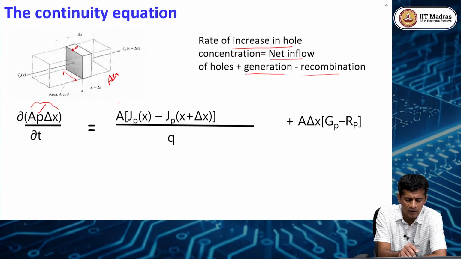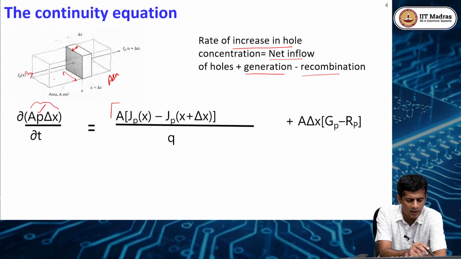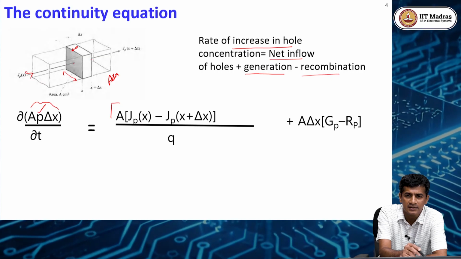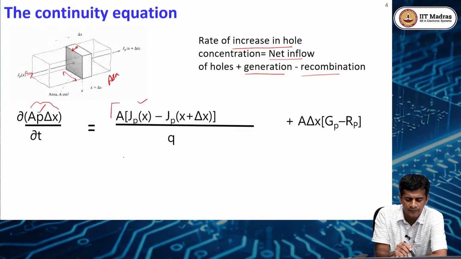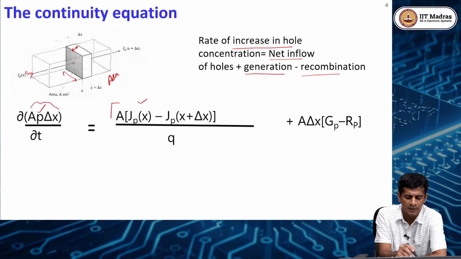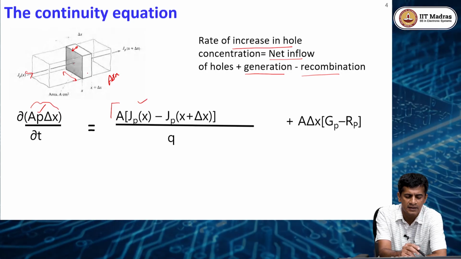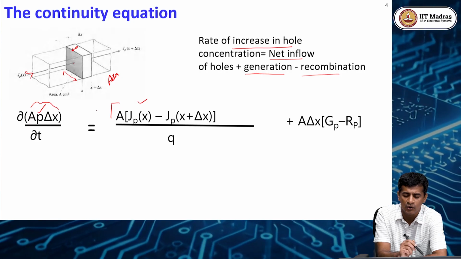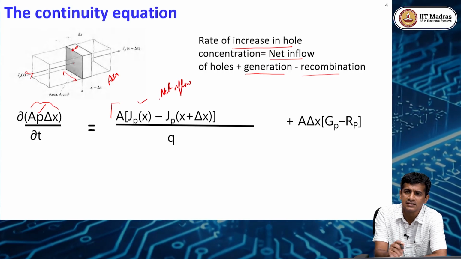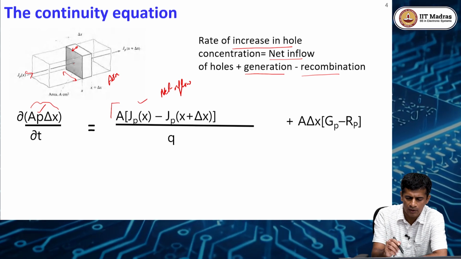That is equal to, suppose there is a hole current coming in here. This hole current at this point minus the hole current at the other side, you divide by q, that will give you the number of holes, multiplied by the area. So, this is the change in current density multiplied by area, that will give you the net inflow of the holes. Net inflow means the flow in minus flow out. All right. What else do we need?